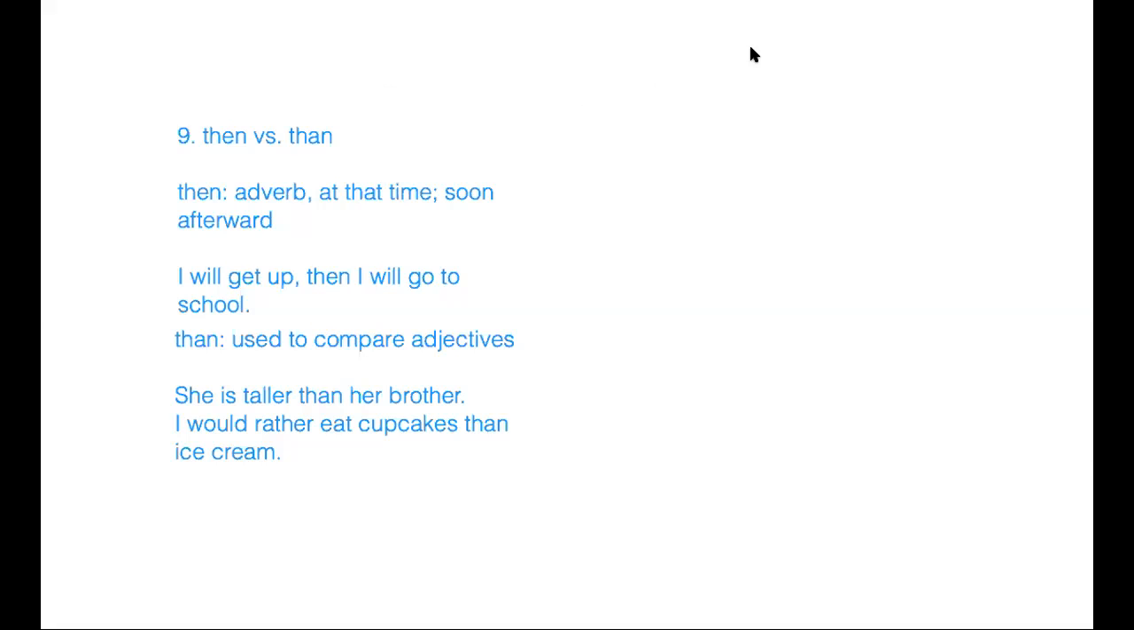All right, guys, just one more to go. You're doing so fabulous. Number 10, we're going to be talking about were versus where versus we're. So first one, were, this is kind of the past tense of to be. We're talking about a state of being.